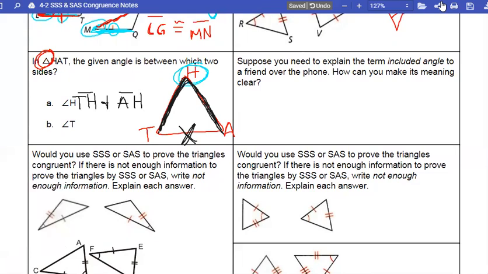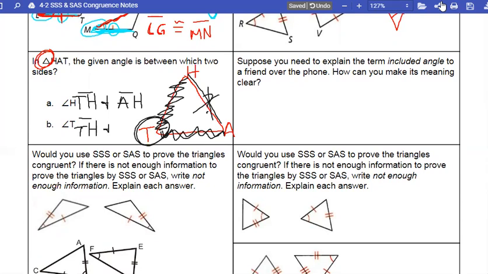What about angle T? So angle T is right here. Does angle T touch this side? Nope. T touches this side right here, and T touches this side right here. So it touches that, it is included, it is in between those two sides. So we need to name them now. So angle T touches TH, and T touches TA or AT, whichever direction you want to name them, you can.